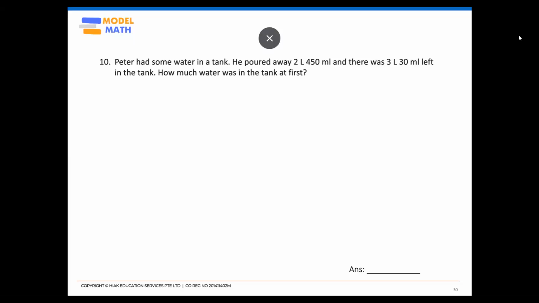Question 10. Peter had some water in a tank. He poured away 2 liters and 450 milliliters, and there was 3 liters and 30 milliliters left in the tank. How much water was in the tank at first? For this question, in order to solve, how much was in the tank at first?